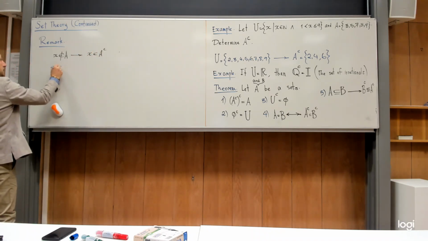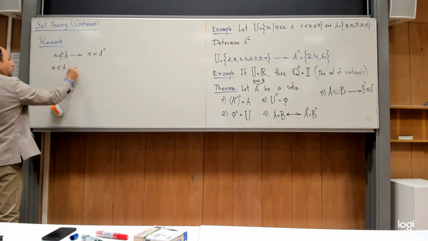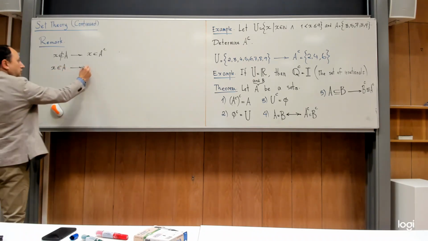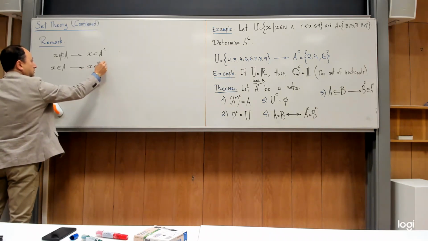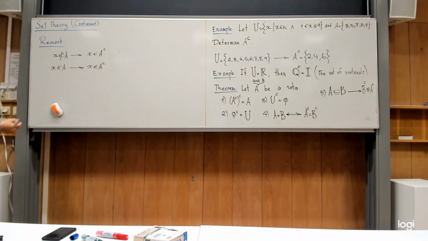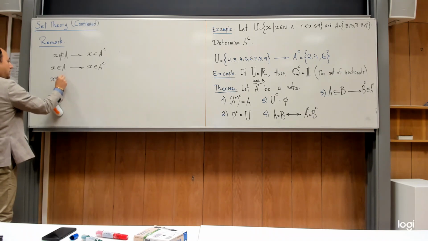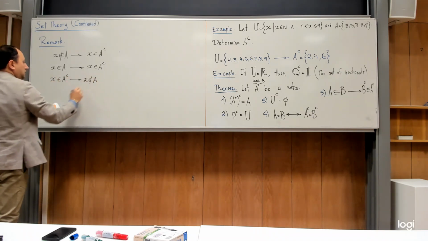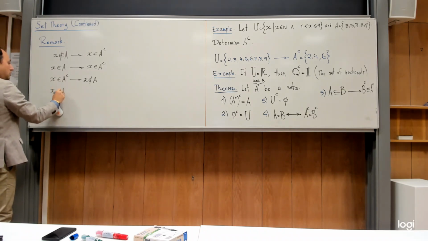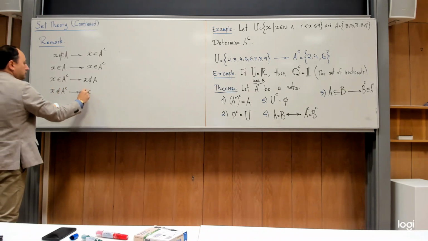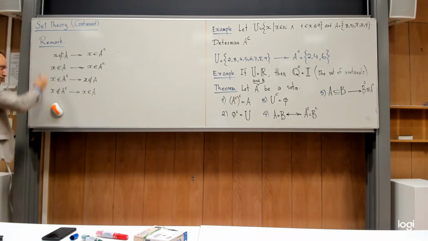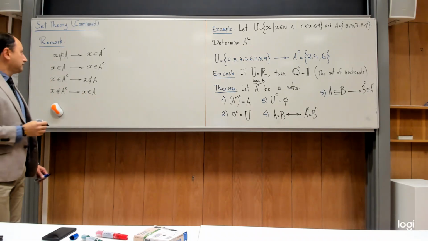But if this is in A, what can you conclude about X and A complement? It is not in A complement. Yes? Is that clear? Otherwise, if X belongs to A complement, it does not belong to A. If X does not belong to A complement, definitely it belongs to A. So these are very simple things, but it's better to write them down formally.